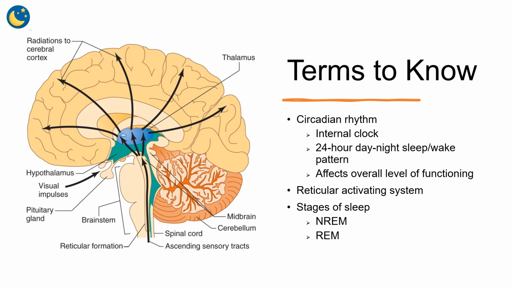Then we have our stages of sleep. We have non-REM and REM. REM is rapid eye movement. Now we're not going to go into too much depth about the stages of sleep, so I'm just going to tell you what you need to know. Okay, so the two main categories, non-REM and REM.